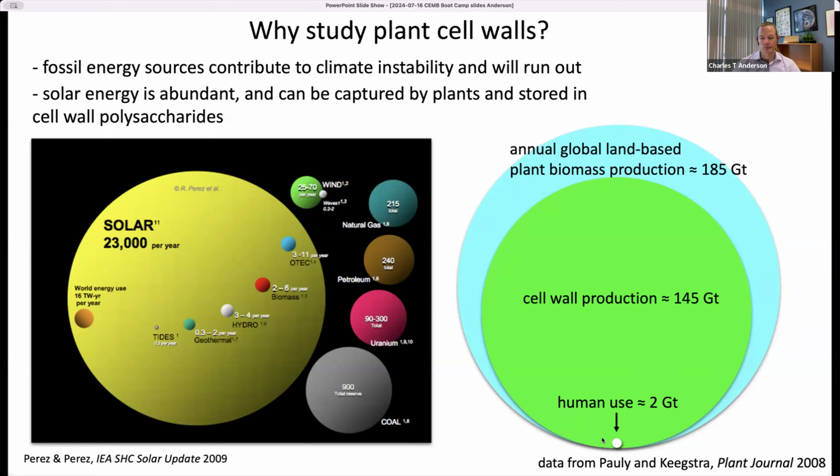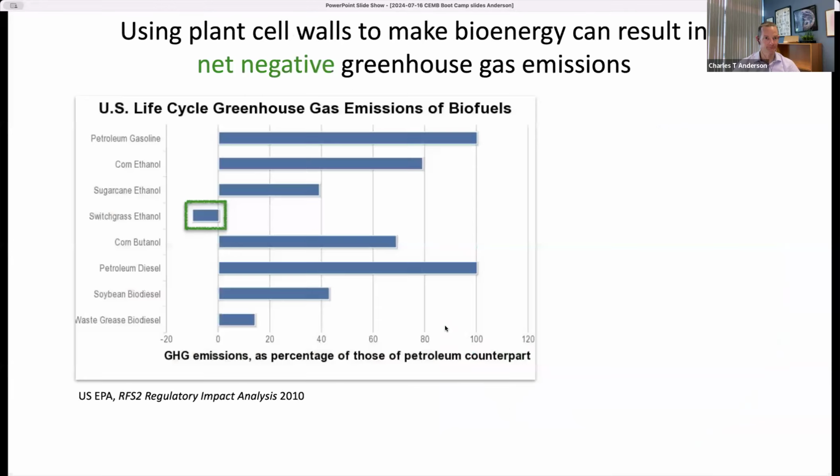So, you know, obviously the rest of this is part of the natural ecology of the world, and we don't want to completely disrupt that or co-opt it for human use. But one of the rationales is that we could potentially increase the proportion of cell walls that we use on an annual basis without, you know, completely destroying the ecological system. So one of the other great things about using plant cell walls to make bioenergy, as opposed to things like corn, is that we can actually generate net negative greenhouse gas emissions.